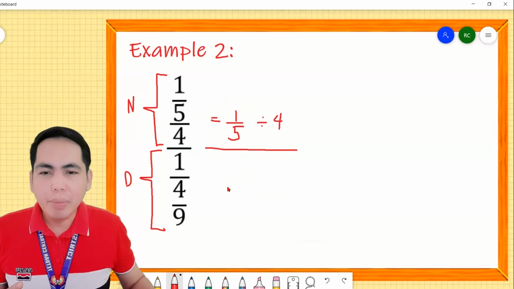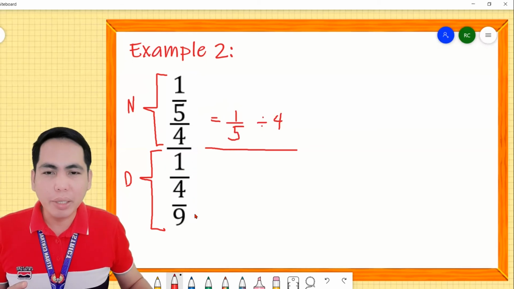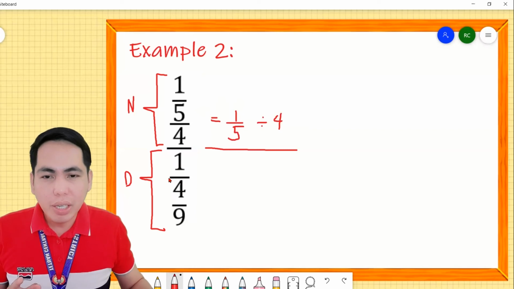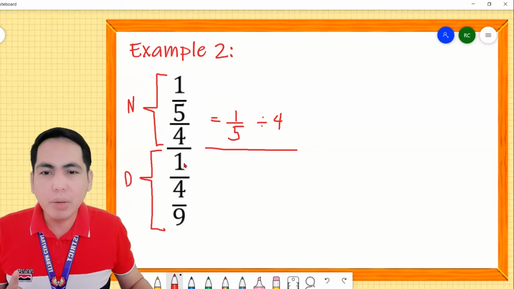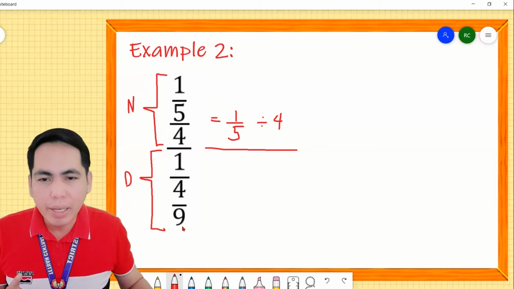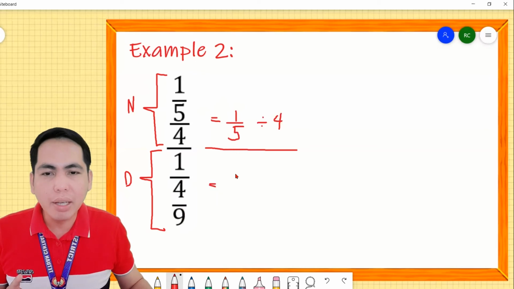For our denominator, we have to identify which is our numerator and which is our denominator. So, we have to identify the longer fraction bar. Since this is the longer fraction bar, we can say that 1 is our numerator and 4/9 is our denominator. So, we can rewrite this as 1 divided by 4 over 9.